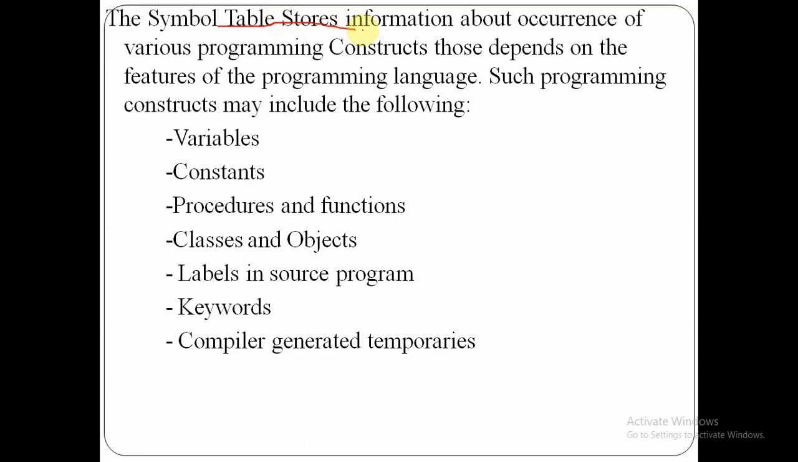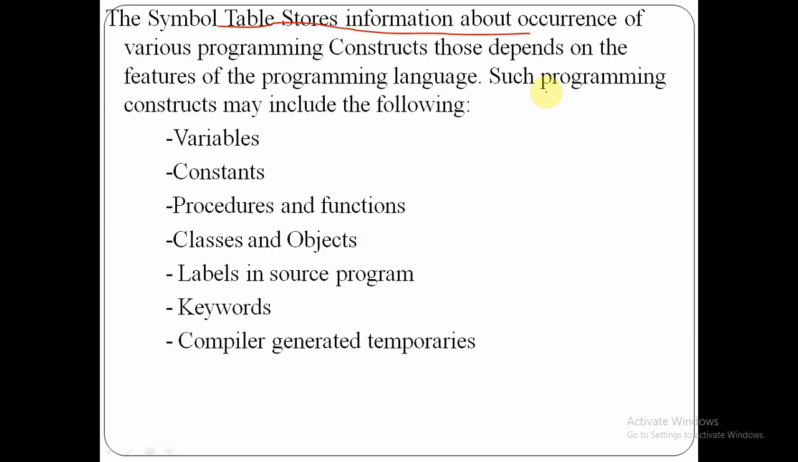The symbol table stores information about occurrence of various programming constructs. Those depend on the features of the programming language. If I take Java, it supports classes and objects. So when the program is being compiled, the compiler stores classes and objects information in the symbol table. If I take C language, it does not support classes and objects. So during the compilation process, it does not store classes information in the symbol table.